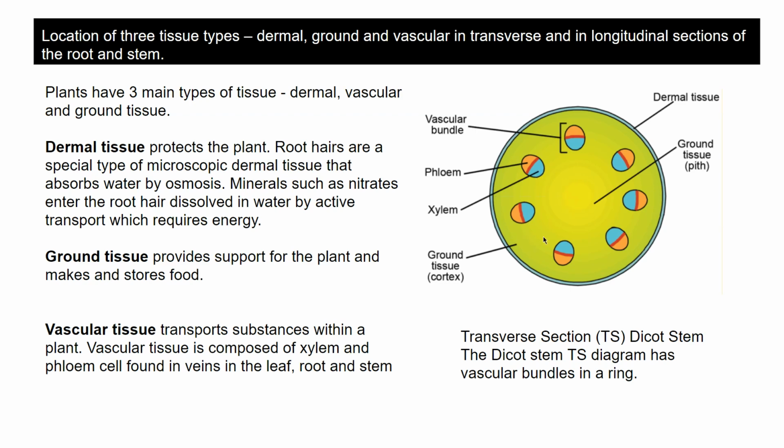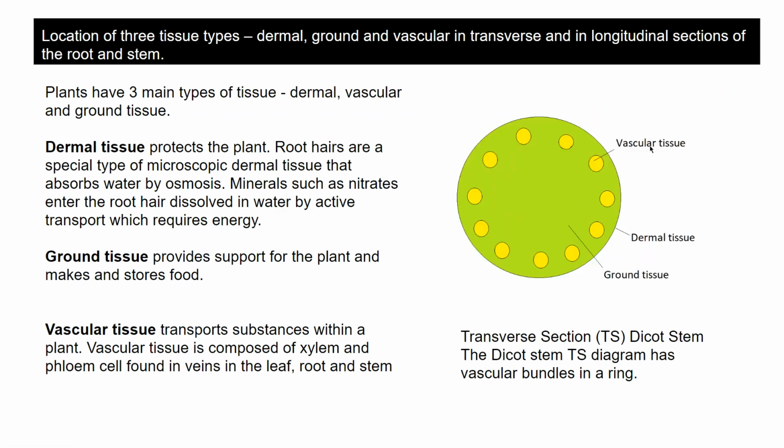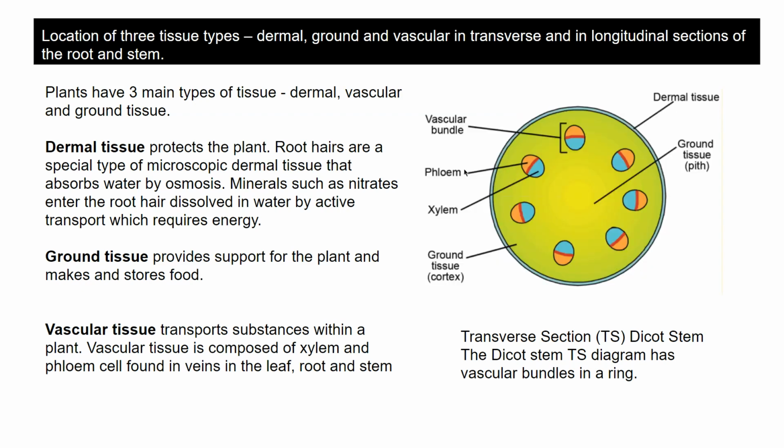These cells in here are known as ground tissue. The outer ground tissue is often referred to as cortex. The inner ground tissue in this diagram is referred to as pith. But for your course, what you need to know are the three types of tissue: vascular, dermal, and ground. And we'll meet phloem and xylem shortly. So vascular tissue transports substances within the plant.